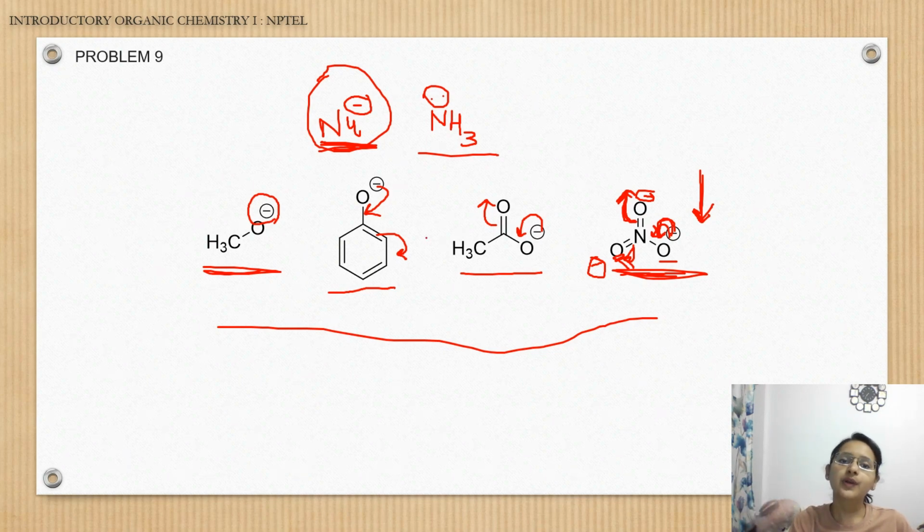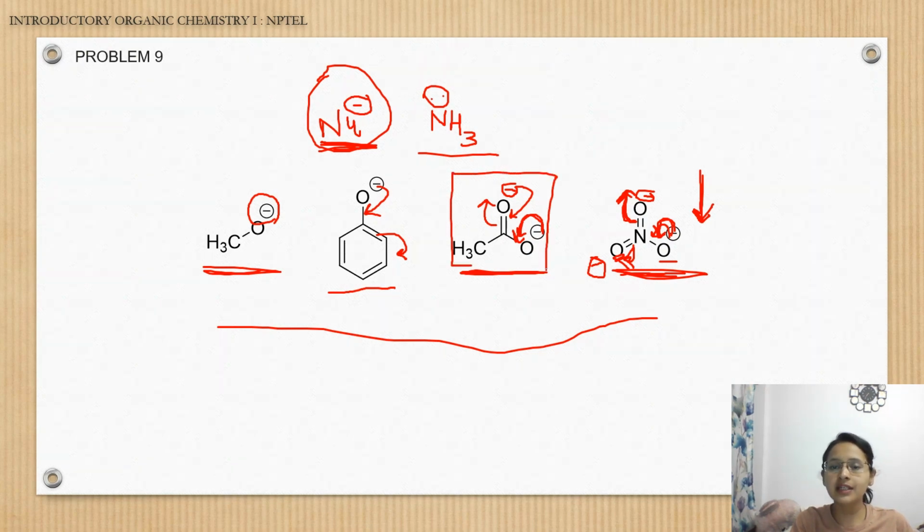Phenoxide. Why? Because there is more resonance possible in this case. This oxygen is getting here, then this oxyanion is getting formed. Again, this oxyanion can go here, and this oxyanion gets formed, right? So there are more resonating forms possible for this acetate, but phenoxide has only one resonating form. It will resonate with this ring, right? So here this phenoxide will behave as more nucleophilic than the acetate.